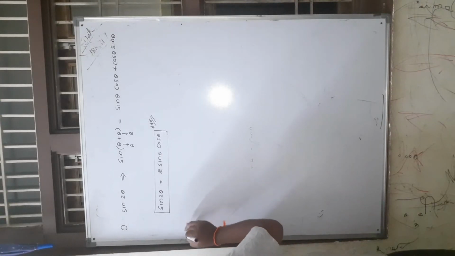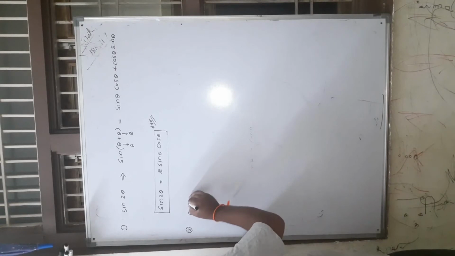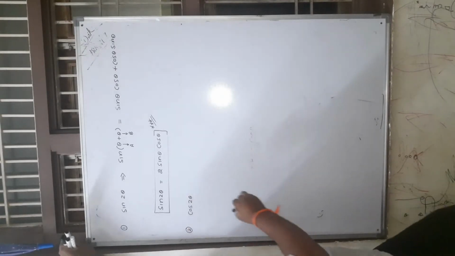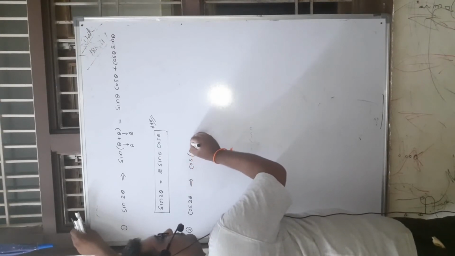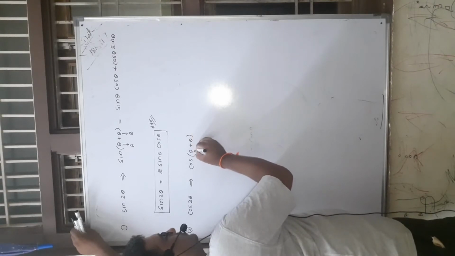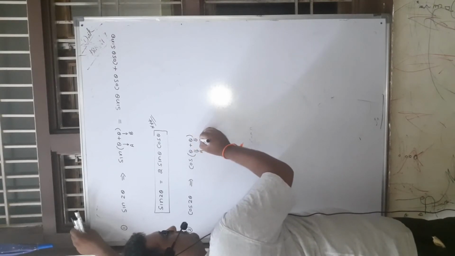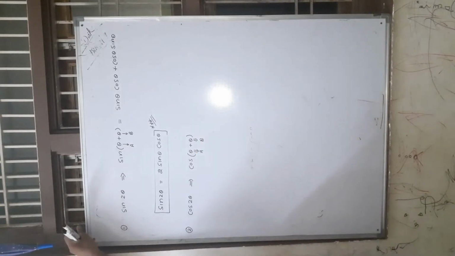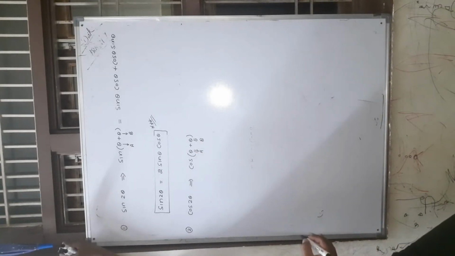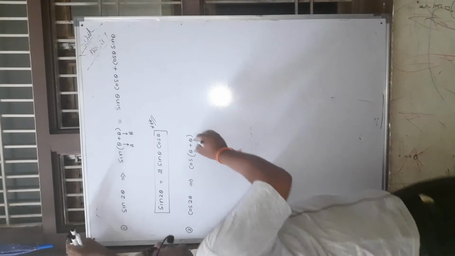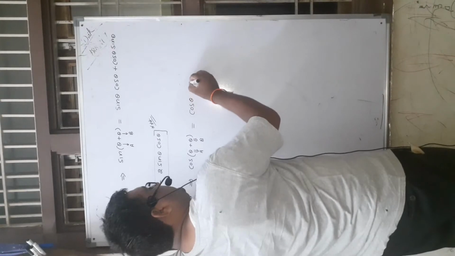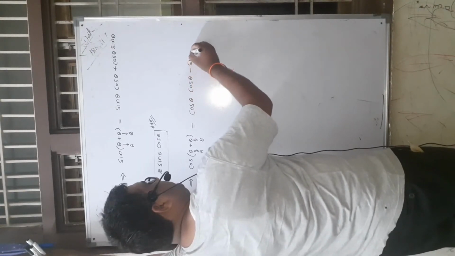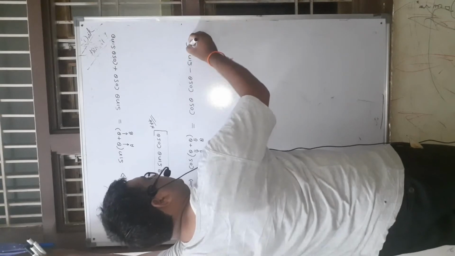Similarly, we take another formula, cos 2 theta. Cos 2 theta can be written as cos(theta plus theta), where the first theta corresponds to A and the second theta corresponds to B. As we know, cos(A plus B) equals cos A cos B minus sin A sin B. So this can be written as cos theta cos theta minus sin theta sin theta.